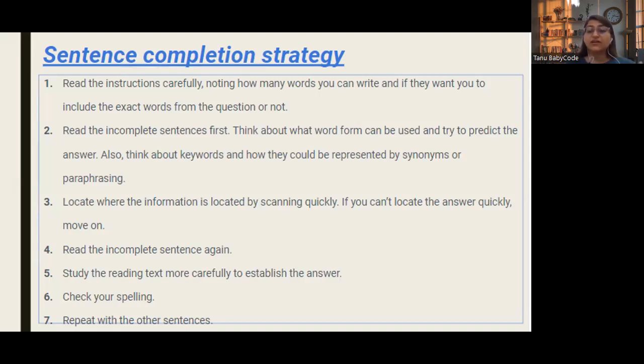If you are writing a wrong spelling, you will lose marks here, right? So your spelling has to be correct. Either you can check your spelling from the text also and then you can write.